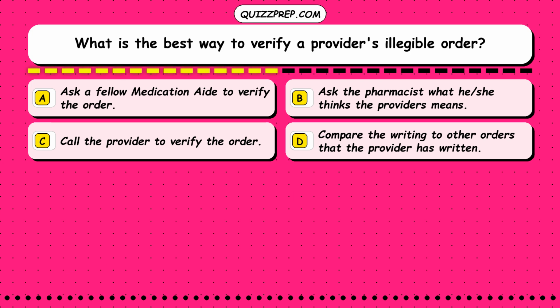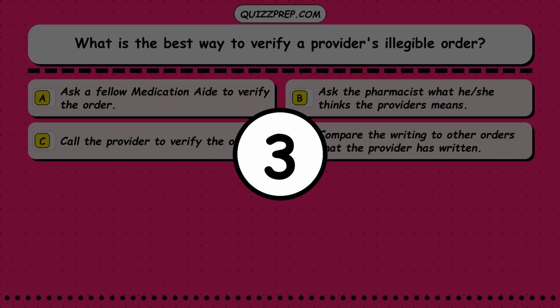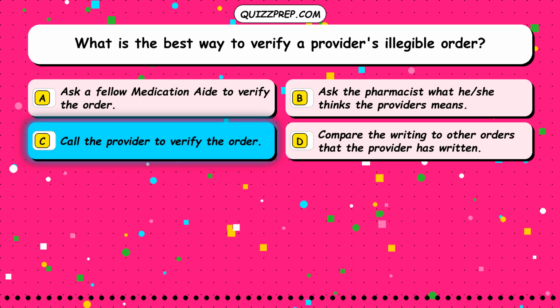Option B, ask the pharmacist what she thinks the provider means. Option C, call the provider to verify the order. Option D, compare the writing to other orders that the provider has written. The correct answer is option C, call the provider to verify the order.